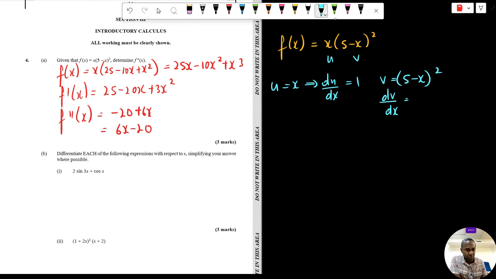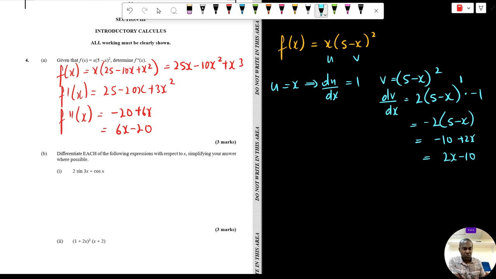V equals (5 minus x) squared, which means that dv by dx is equal to, now this basically is a composite function. We're going to bring the 2 down, put it in front, multiply, write back the 5 minus x inside, reduce the power by 1, and then, because it is composite, we have to multiply by the derivative of what is inside the brackets. When we differentiate 5 minus x with respect to x, we get minus 1. And so this becomes minus 2 times (5 minus x), which of course is the same thing as minus 10 plus 2x, same thing as 2x minus 10.